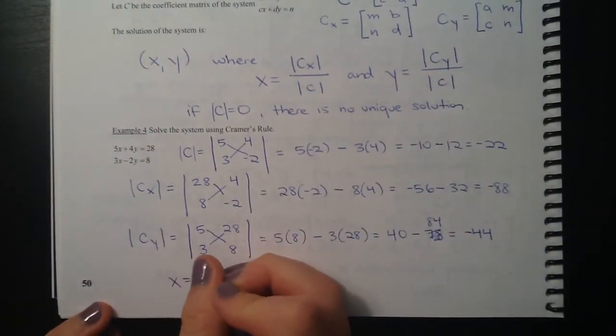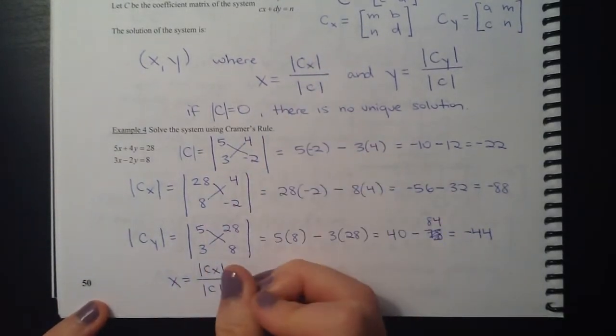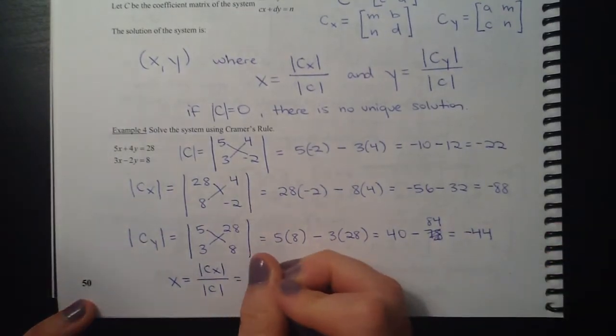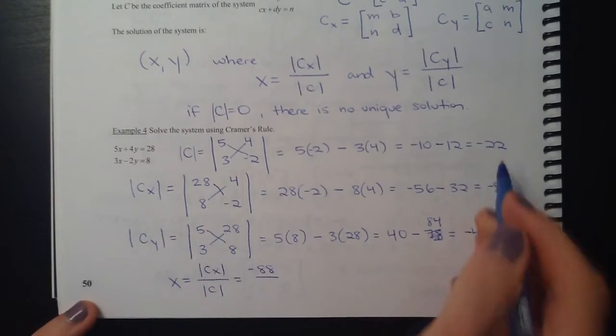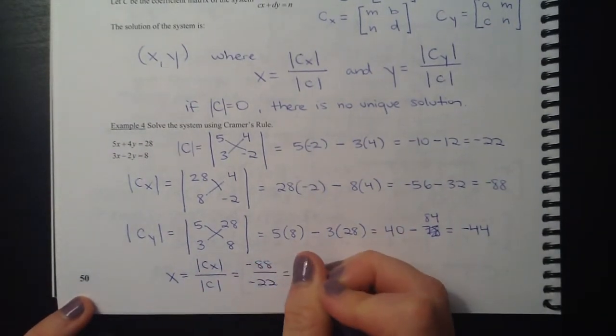So x is the determinant of cx divided by the determinant of c, which I have right here. So the determinant of cx is negative 88 over the determinant of c, which is negative 22. So that simplifies just to a positive 4.